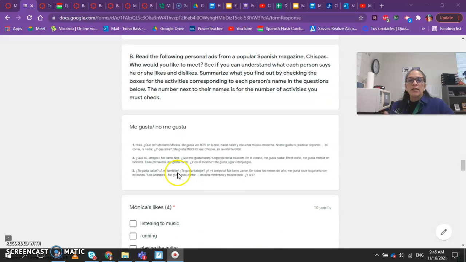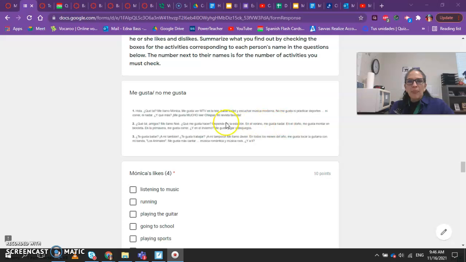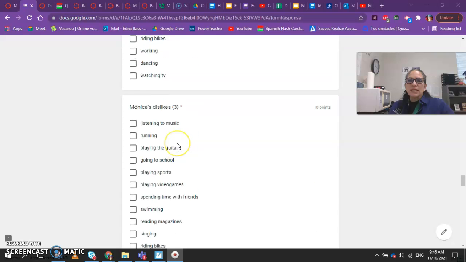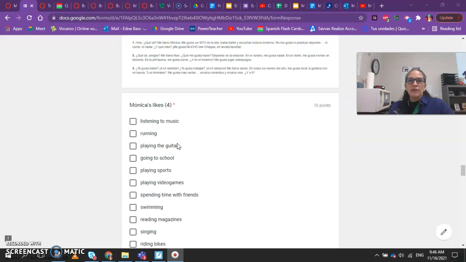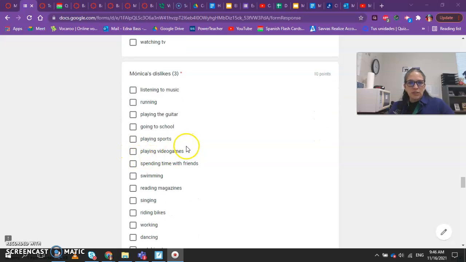So once you finish that, you are going to the reading part. For the reading part, you have a text right here. You're going to read. And each one of these people, Monica, Noé, and Javier, they are going to say what they like and what they don't like. But you're going to put Monica's likes. So I put the number there. That means you need to mark 4 of them that she says according to what you read here. And then she dislikes 3 things. So you're going to select the 3 things that she dislikes.